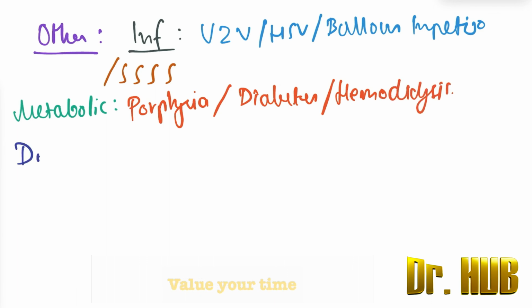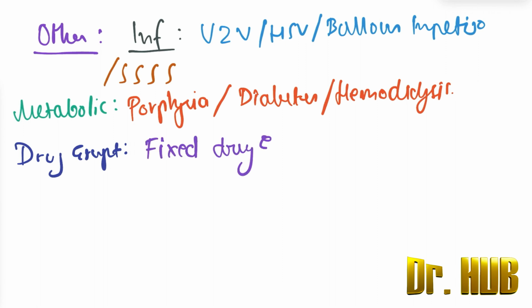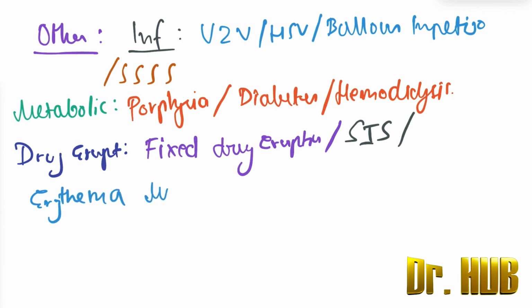Next we look at the drug eruptions. Under the drug eruptions, there is fixed drug eruption, and also Stevens-Johnson syndrome, SJS, and erythema multiforme.